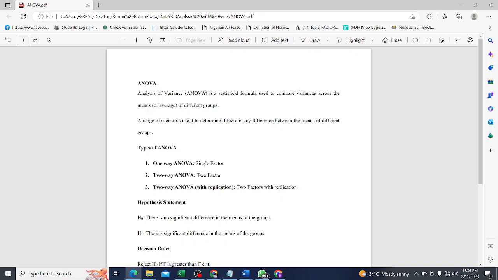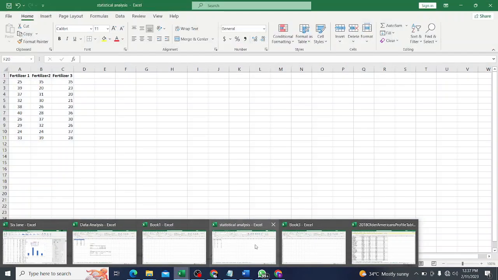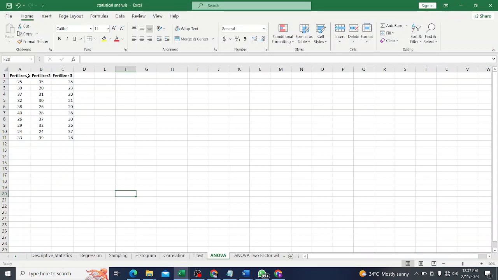So when we talk about one-way ANOVA or single factor ANOVA, we are comparing the variances of different groups across a single factor. Like the case of fertilizer I showed you, you would notice that what we are comparing here is just the effect of fertilizer. So the factor here is the fertilizer effect.